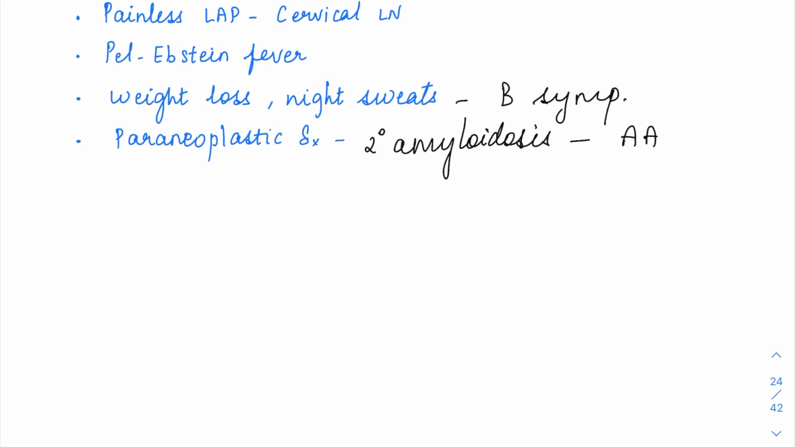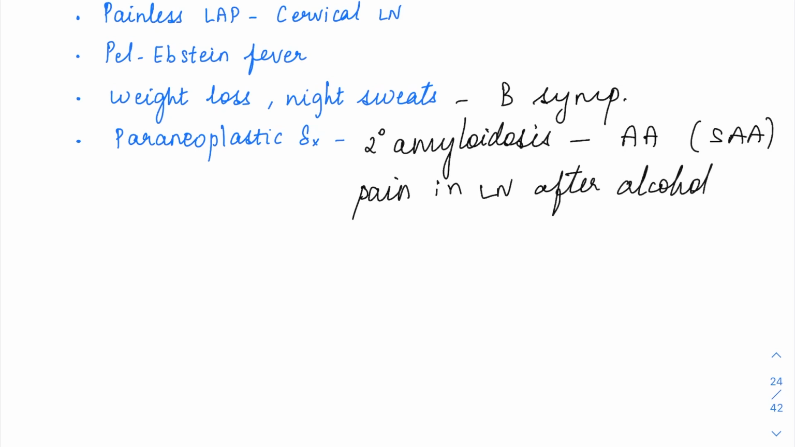So it is because of the inflammation associated, right? It is composed of the SAA protein, which is an acute phase reactant. So inflammation is there, and there is going to be secondary amyloidosis, AA. And then there is another classical finding in Hodgkin's lymphoma, which is a paraneoplastic syndrome again. The patient is going to complain of pain in the lymph node after consuming alcohol. Okay, so after they consume alcohol, they'll have lymph node pain.